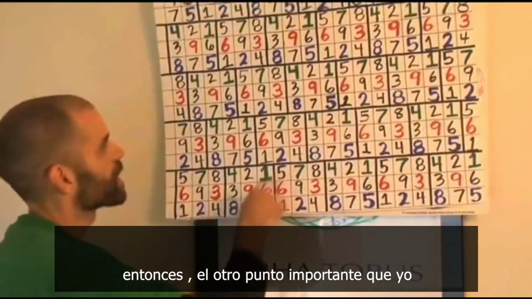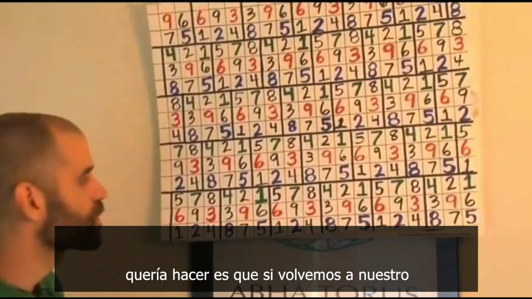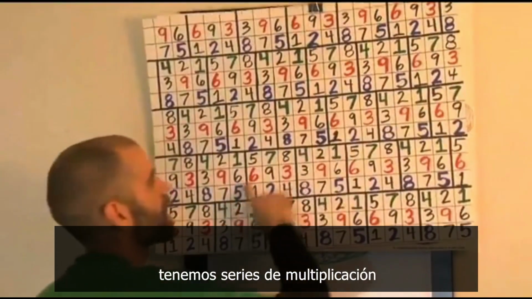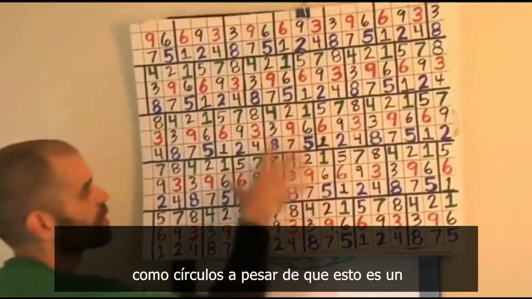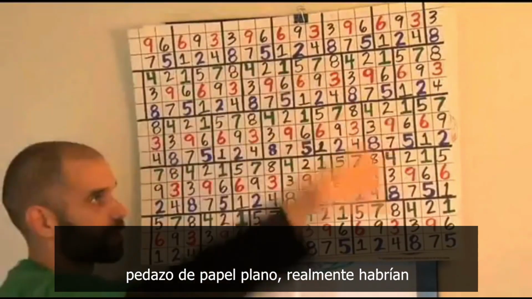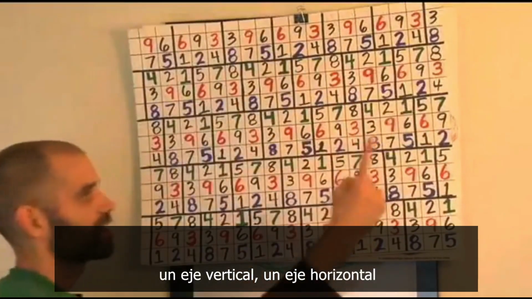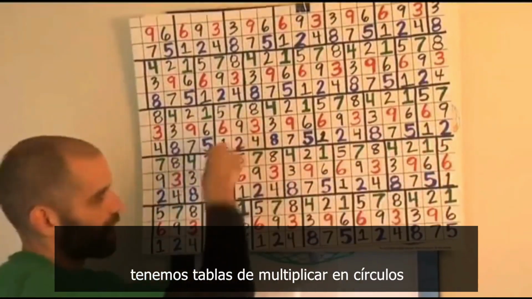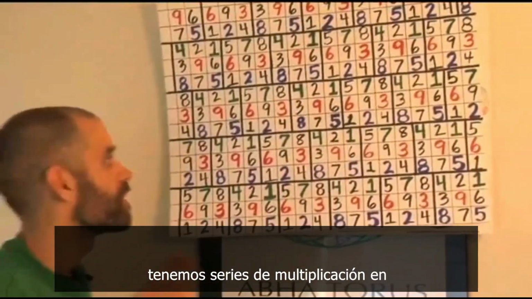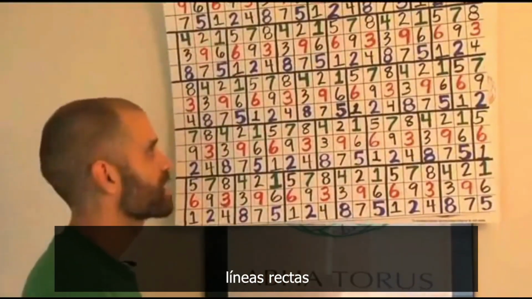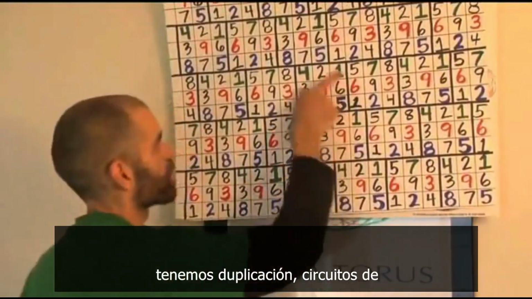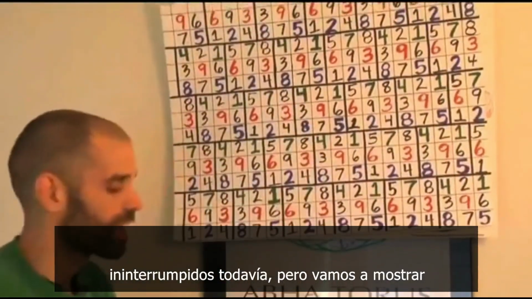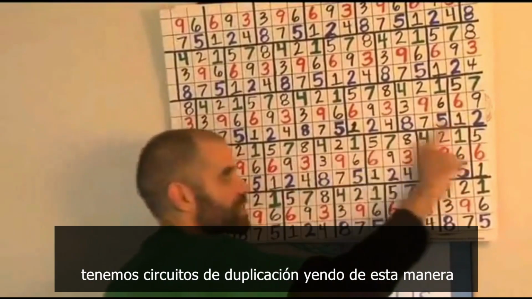So, the other important point that I wanted to make is, if we go back to our symbol now, we look for all our principles. We've got multiplication series as circles, even though this is on a flat piece of paper. Really, they would be circles, a vertical axis, a horizontal axis, okay, then a z-axis going straight. So we have multiplication tables as circles. We have multiplication series as straight lines. We have doubling, unbroken doubling circuits. Of course, we haven't proved they're unbroken yet, but we're going to show that. We have doubling circuits going this way.